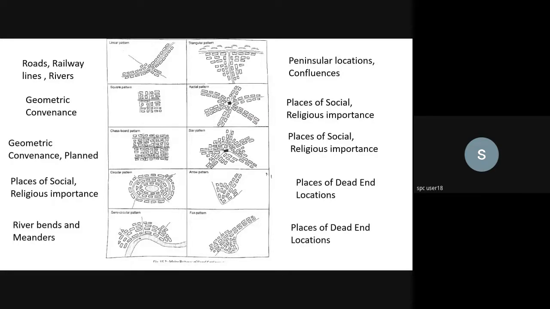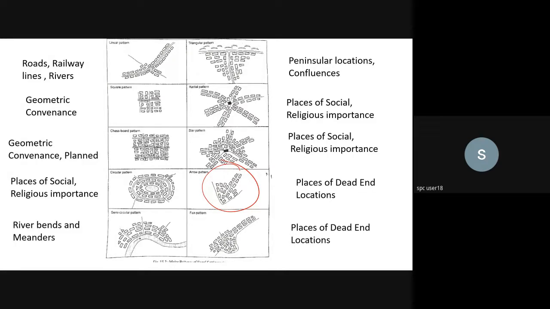Then you have an arrow-shaped location. That's this one. As far as arrow-shaped locations are concerned, I would say that an arrow-shaped location is again very similar to a peninsular location, because it tends to be a dead end location. Similarly, you'll see that a fan-shaped location is again something which is of a dead end type as such. Now, in that case, what is the difference between an arrow and a fan-shaped one?